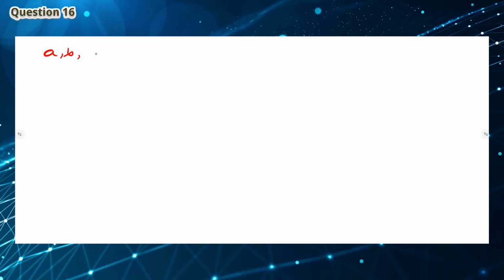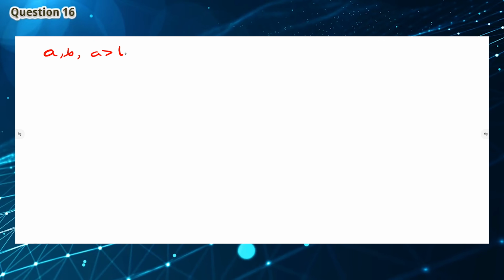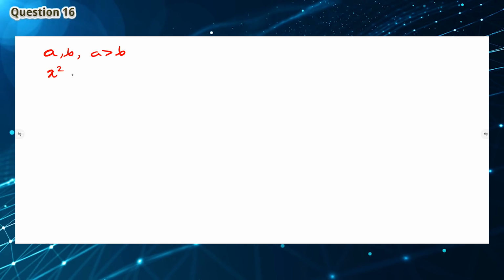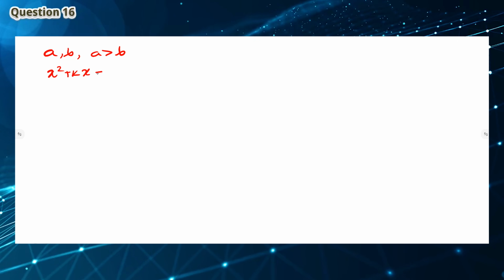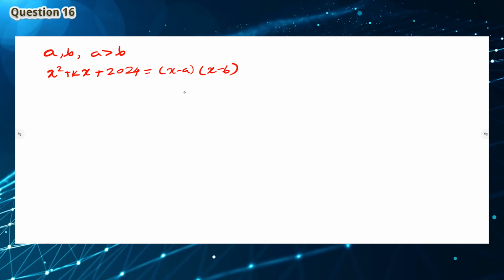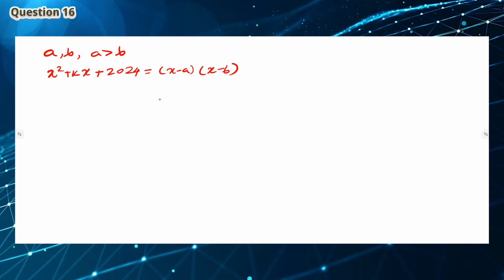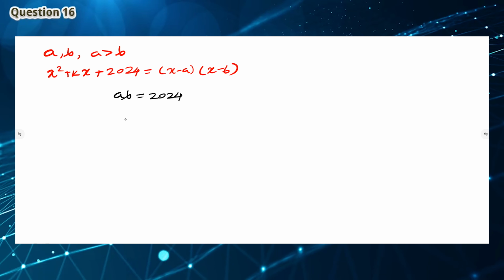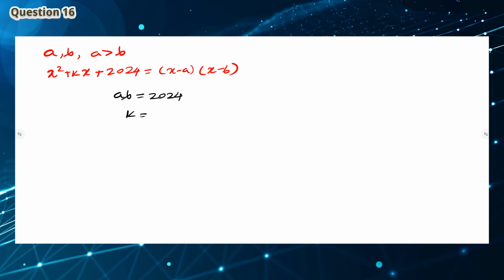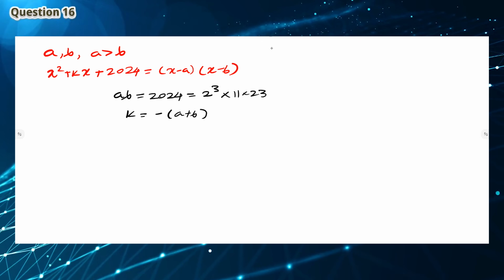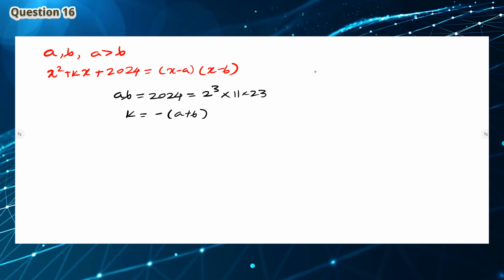Suppose that the two distinct integer solutions are a and b, where a is greater than b. This means that the quadratic equation factorizes as (x minus a)(x minus b). This means that a times b is equal to 2024, which has a prime factorization of 2 cubed times 11 times 23. This means that k is equal to negative (a plus b).